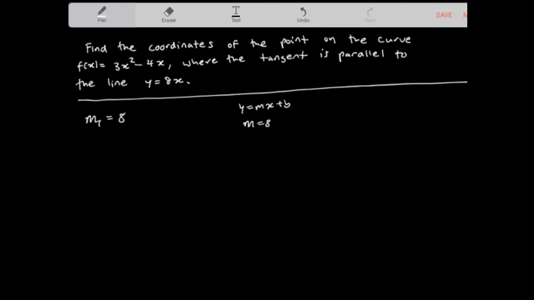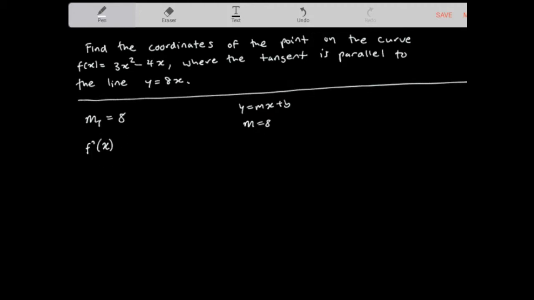Should be the same. So if the slope of the tangent is 8, we want to figure out what the coordinate's going to be, right? When the slope of the tangent is 8. To do that, we're going to find the equation of the tangent. Okay, so to find the equation of the tangent, I'm going to find f prime of x, right?